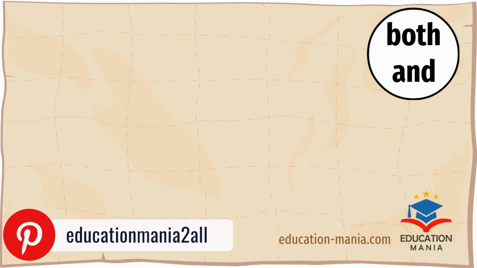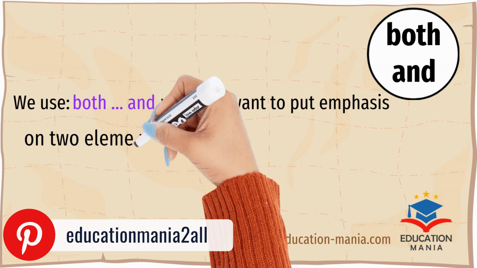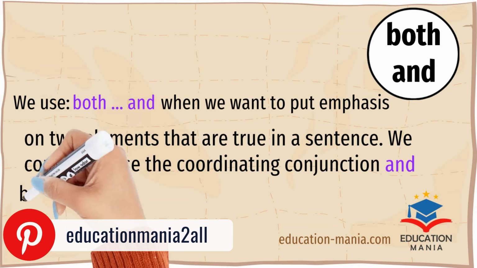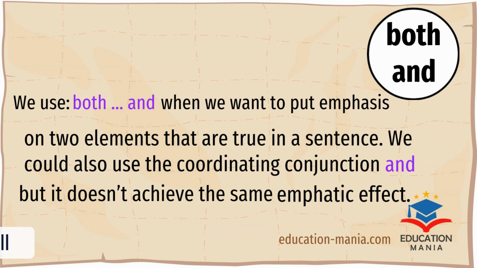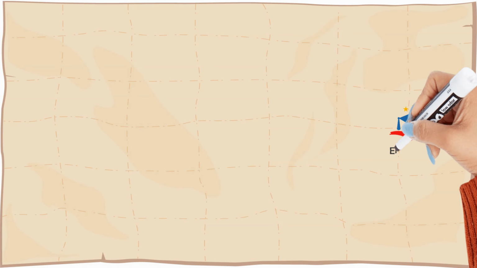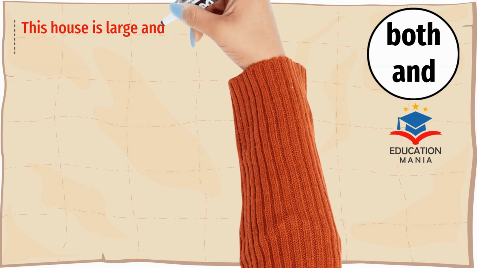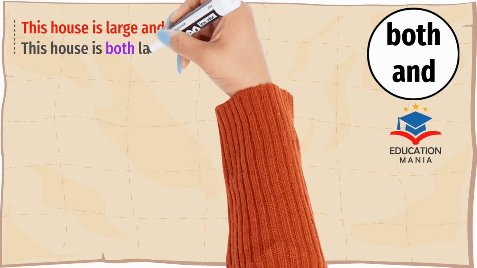Both, and. We use both and when we want to put emphasis on two elements that are true in a sentence. We could also use the coordinating conjunction and, but it doesn't achieve the same emphatic effect. Compare. This house is large and cozy. This house is both large and cozy.